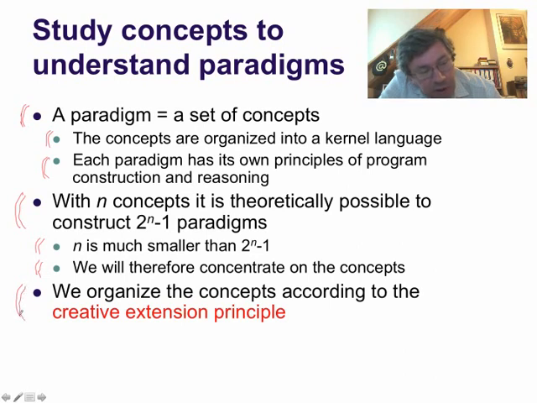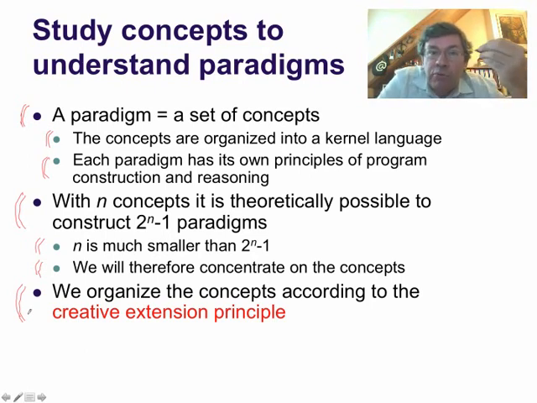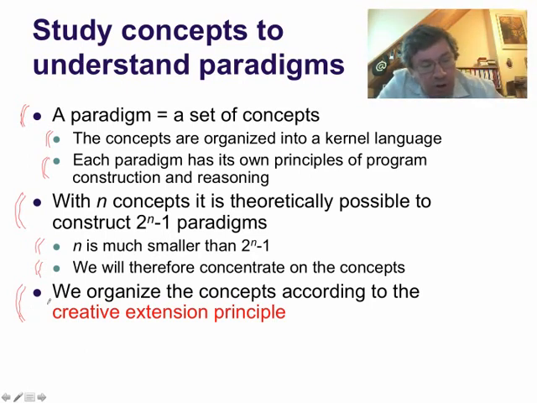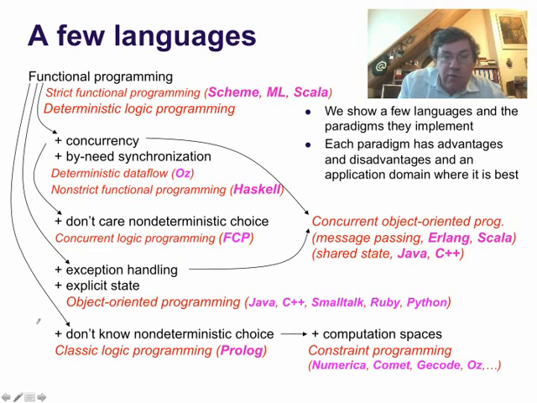And in fact, the way we can do that is we organize the concepts in the order in which they are needed. Concepts are not added randomly to a paradigm. They're added according to a certain principle, which we can call the creative extension principle, which we'll explain a little bit later in this lesson. But let me first take a slice of the taxonomy and show some real programming languages.